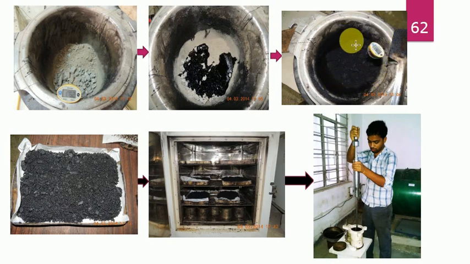Then you have to transfer that mix to a tray, and put that tray in the oven for conditioning. Conditioning here is required for proper absorption of the binder by the aggregate. The conditioning time considered is basically 2 hours. After the conditioning period, you have to transfer the mix to the mold.